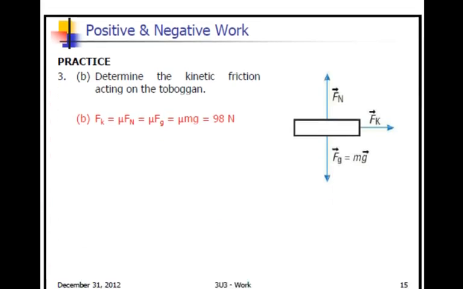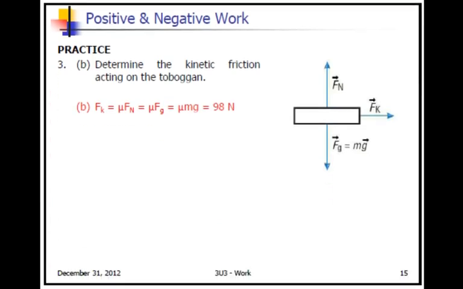And then it says to determine the kinetic friction acting on the toboggan. Well, the kinetic friction is the Fn times the coefficient of friction. That is equal to the Fg in this case. So it's mu times m times g. And it's 100 times 9.8 times 0.10. It works out to 98 newtons. So that's our frictional force.